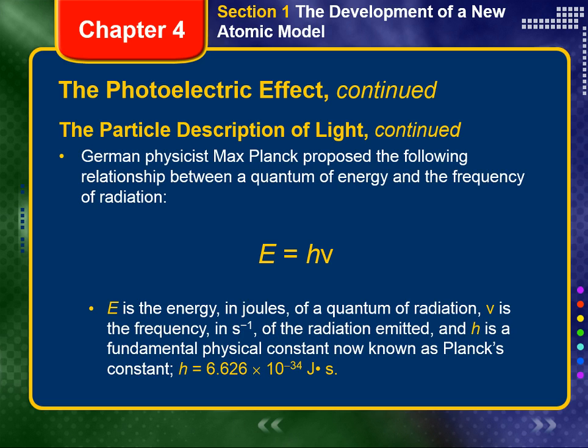Planck proposed the following relationship between the quantum of energy and the frequency of radiation. E is equal to h nu. In this equation, E is the energy in joules of a quantum of radiation, nu is the frequency of the radiation emitted, and h is a fundamental physical constant now known as Planck's constant. h is equal to 6.626 times 10 to the negative 34 joule seconds.